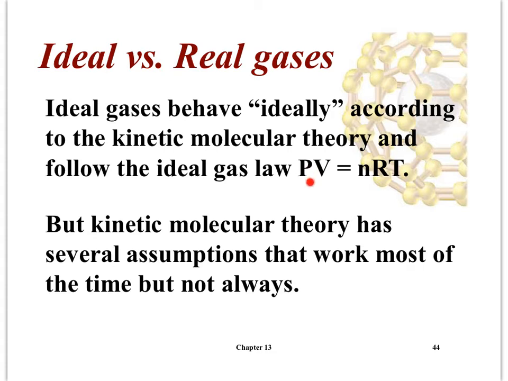So the more ideal it is, the more it behaves according to KMT and its assumptions, and the more accurate my values will be when I'm solving using PV equals nRT. The less ideal it is, meaning the more the gas does not behave according to the assumptions that KMT makes, the farther away from reality my values will be when I do my calculations. Kinetic molecular theory does make several assumptions, 2 main assumptions really. Let's talk about those 2 assumptions and when they would fail.